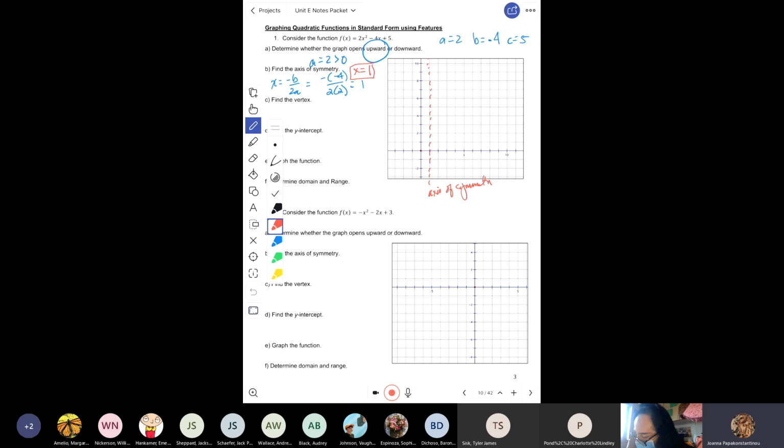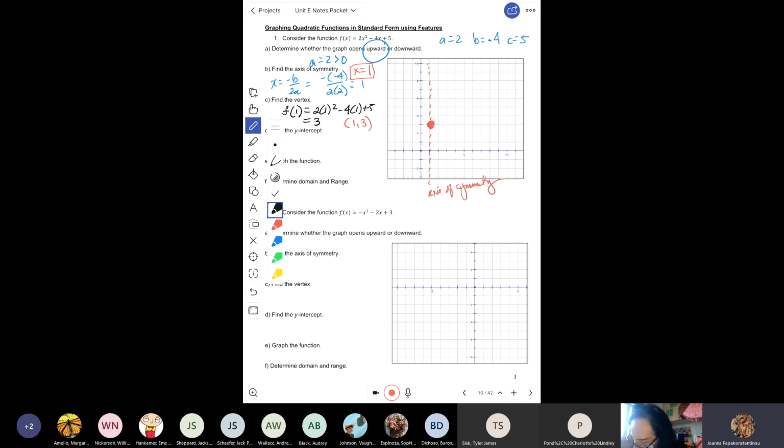Now, we already have the axis of symmetry, so we have the x value of the vertex. So now I can continue to evaluate the function at that input. And what do I get as the output? 3. So my vertex is the point (1, 3). And we said it opens up.